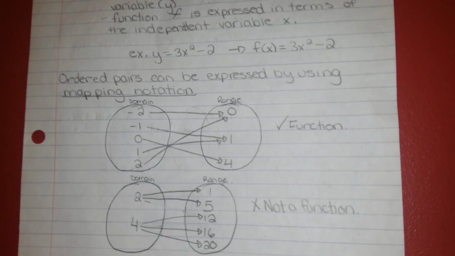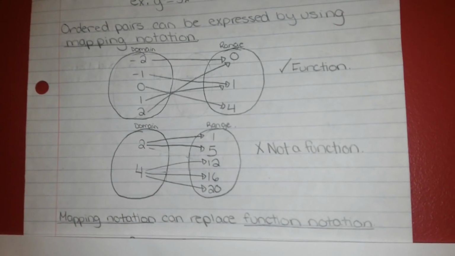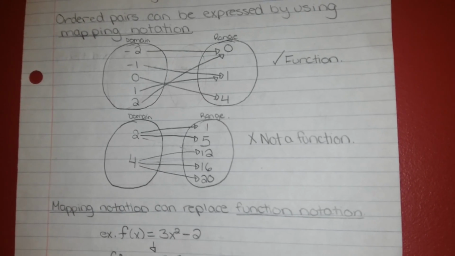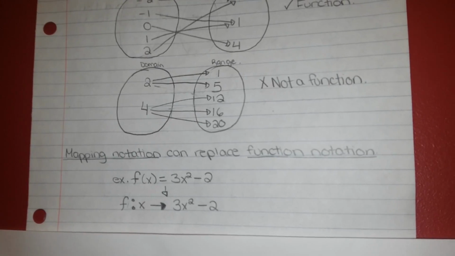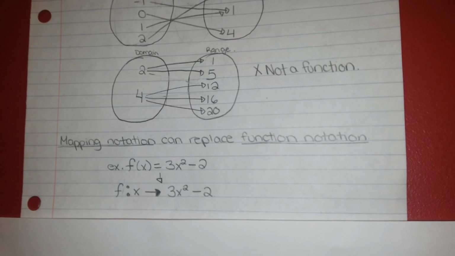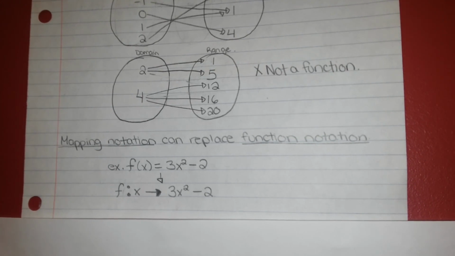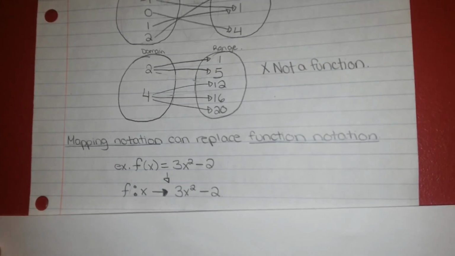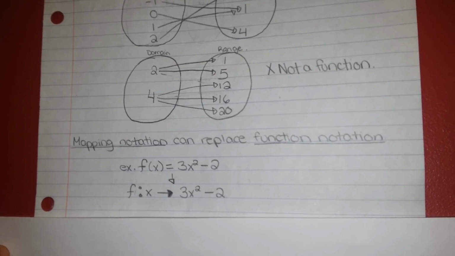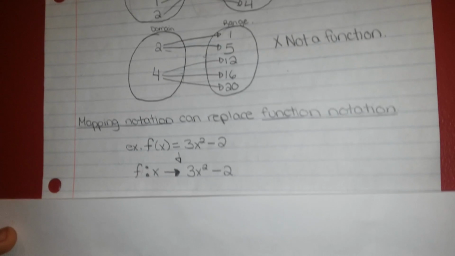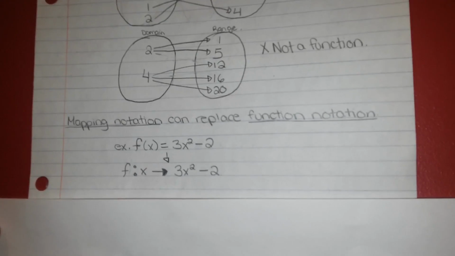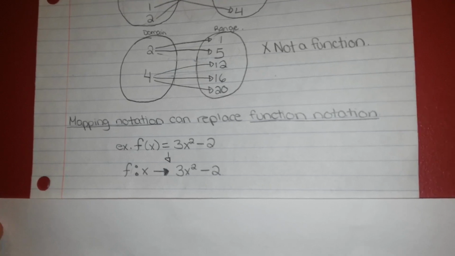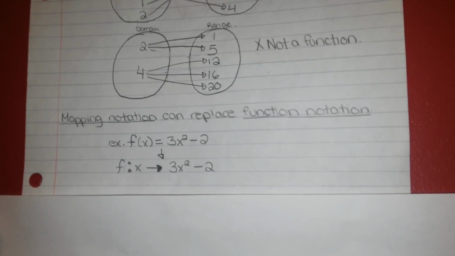Now function notation can also be written in mapping notation. Here we have f of x equals 3x squared minus 2, the same question we had above. It's now written differently, as f colon x transforms into 3x squared minus 2. Although it is the same equation, mapping notation turns it into something visually different.